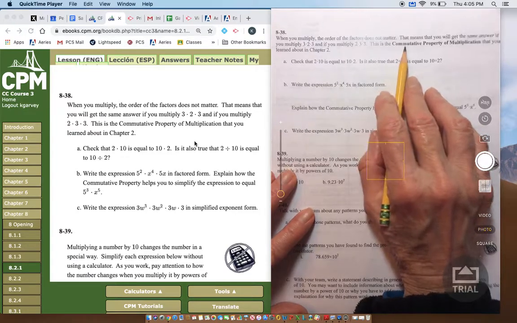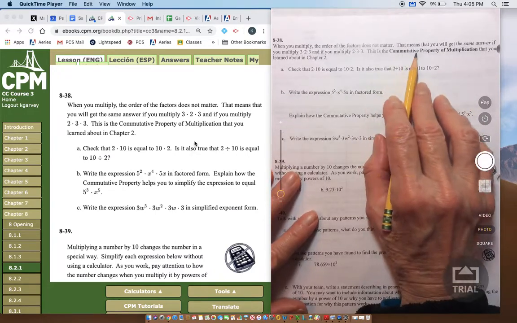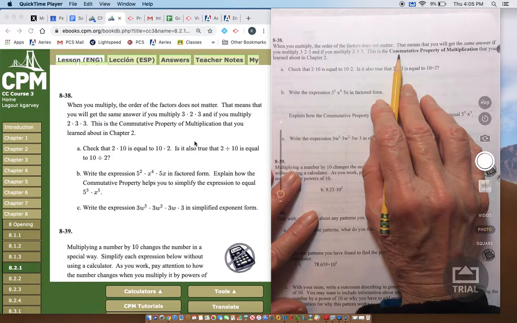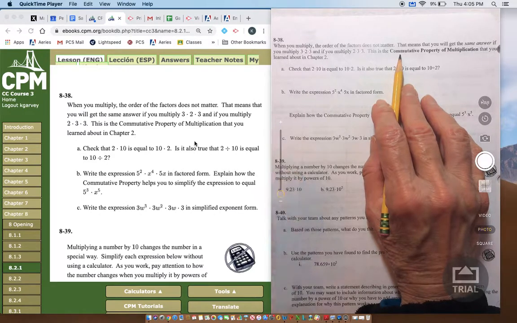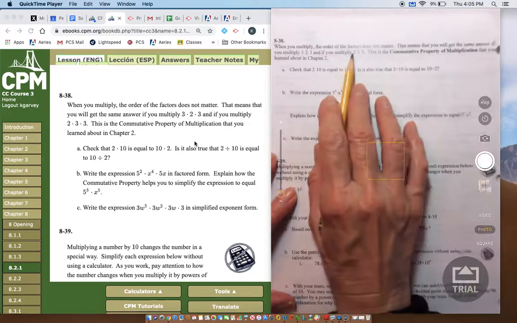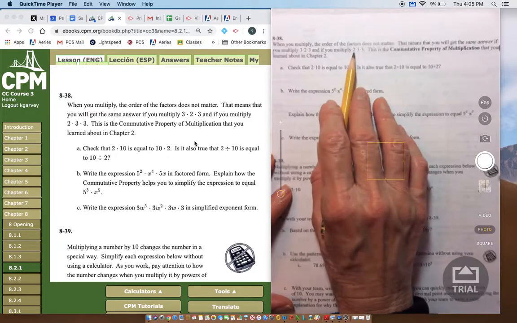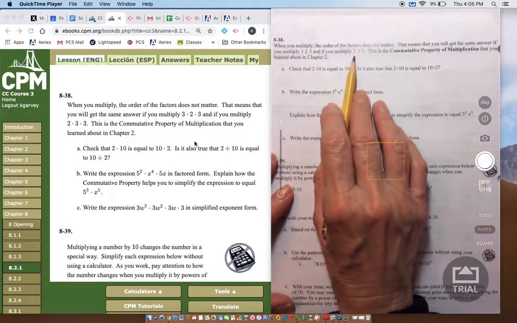It doesn't matter what order you put the numbers in. And a good way to think of that is commutative is very similar to the word commuter. A commuter is a person that has to travel from their home to get to their work. With the commutative property of multiplication, it doesn't matter where the numbers are. They can still do their job.